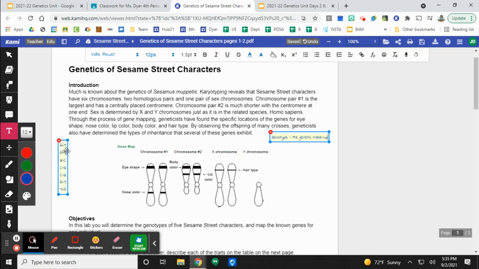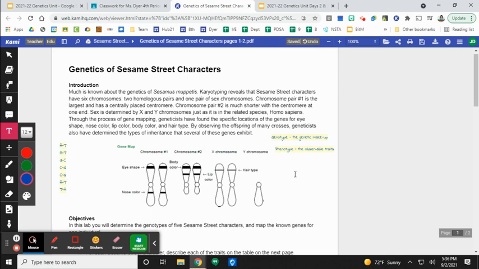Now, what does this look like? So, what does this code for? That word, and this is one of your vocab words, that word is phenotype. So, a phenotype is the observable traits of an organism, in this case, of a Muppet. So, when we're talking about genotypes and phenotypes, we're talking about either the actual genetic information or what we can see expressed or what we can observe about that particular organism.